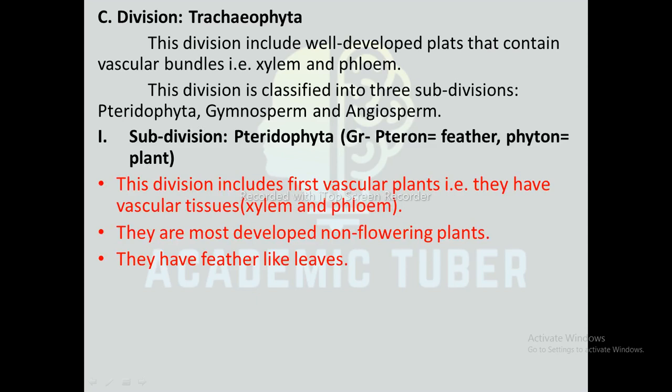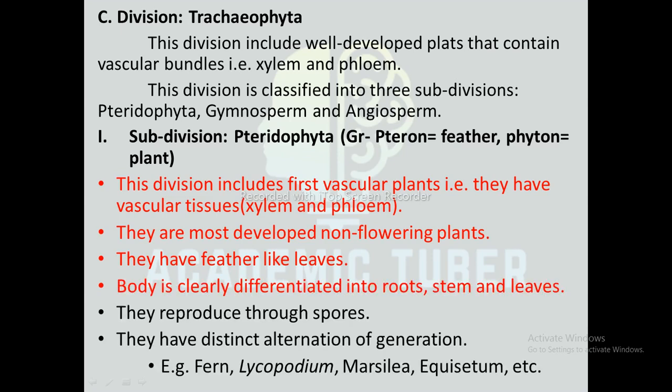Subdivision Pteridophyta. This division includes the first vascular plants, that is, they have vascular tissue, xylem and phloem. They are the most developed non-flowering plants and they have feather-like leaves. The body is clearly differentiated into root, stem and leaves, and they reproduce through spores. They have distinct alternation of generation as well. Examples of plants that belong to subdivision Pteridophyta are Fern, Lycopodium, Marsilea, Equisetum, etc.